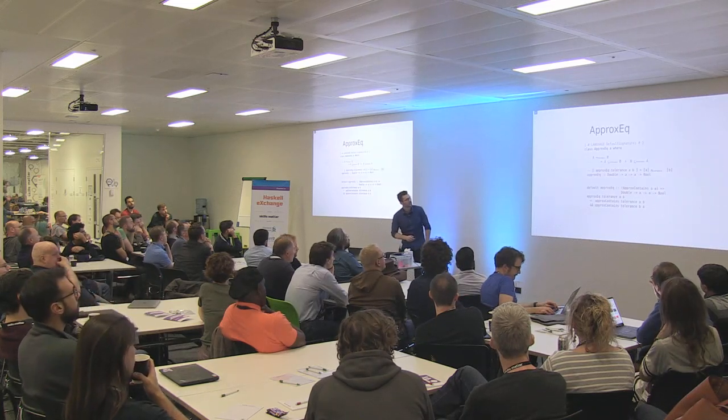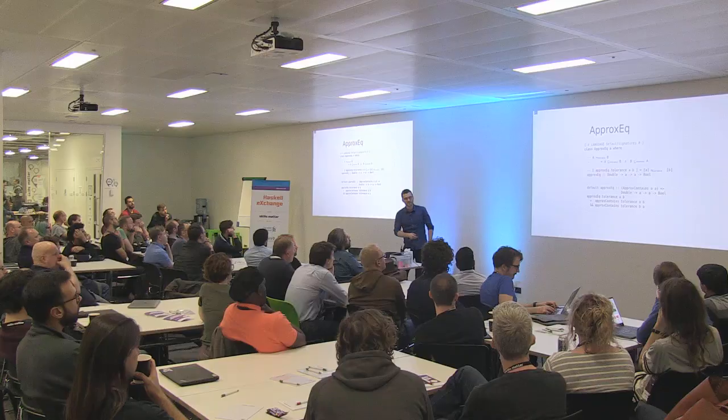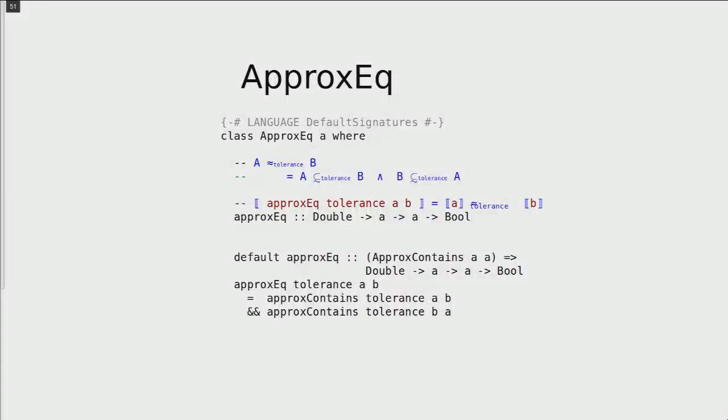Oh, and I should say, the cool thing is because we have another type class for approximate containment, we can already write a default implementation using default signatures here, right? So we have a default implementation saying if you have an instance of approximate contains A A, you already can implement approximate equality.